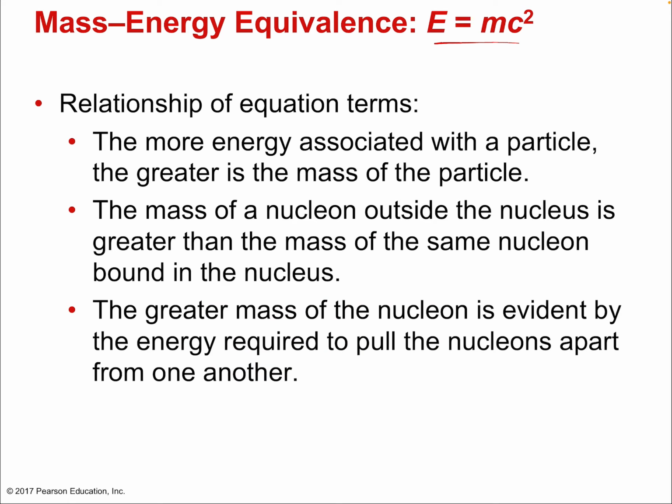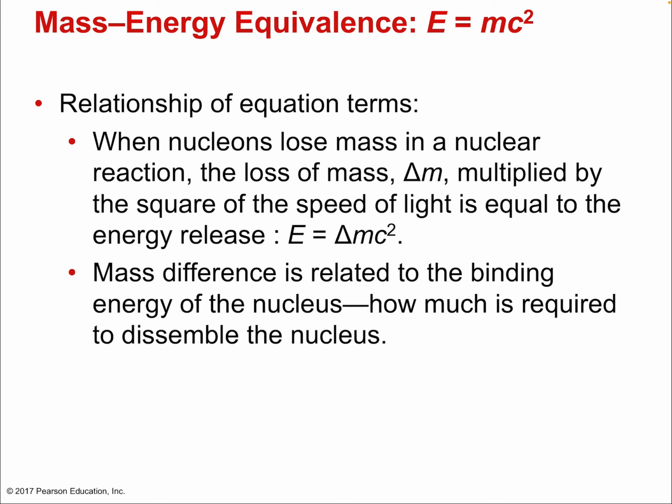Now that's going to apply to situations when you have a small element. There's also cases with the big elements where there's actually a loss of mass. So when the nucleons lose mass in a nuclear reaction, the loss of mass, which is the delta M, that just means change in mass. Remember, delta always means change. Multiplied by the square of the speed of light, it is equal to the energy release. The mass difference is related to the binding energy of the strong nuclear force inside the nucleus. How much is required to disassemble the nucleus?